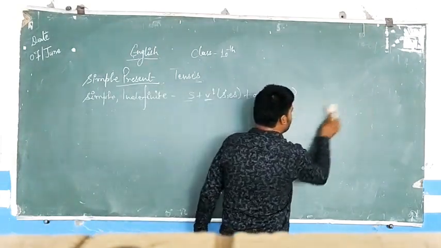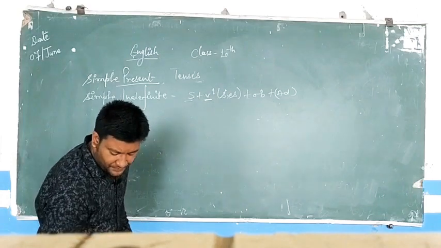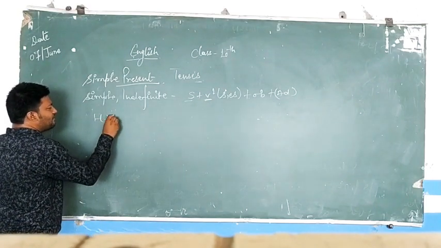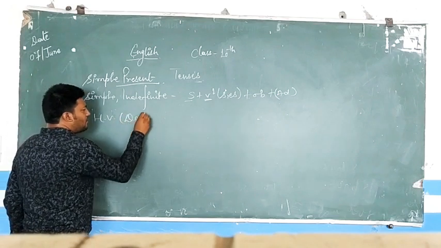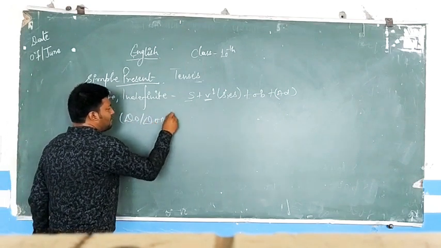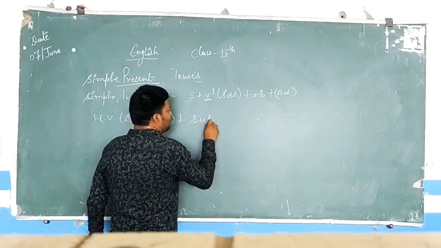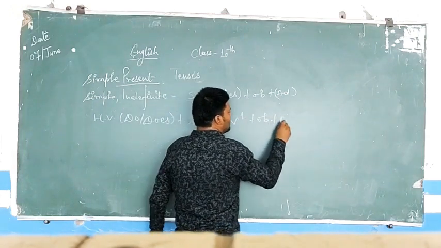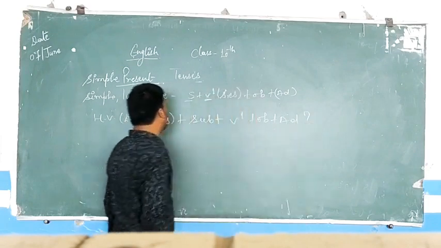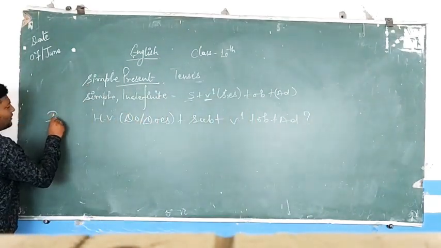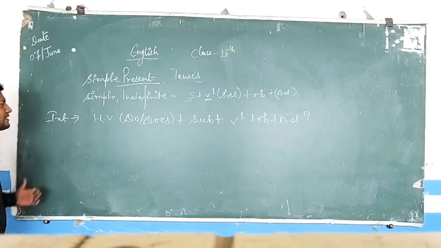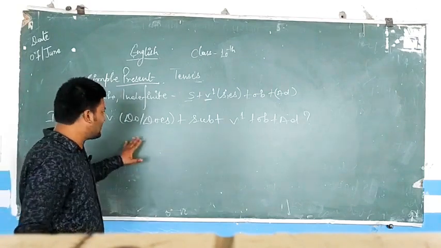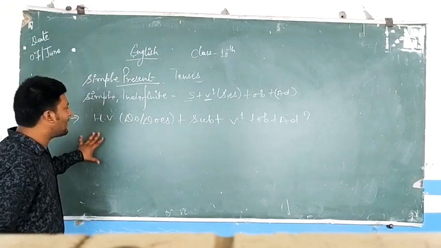in my next class. Then comes interrogative sentences for which the formula is helping verb, that is again do or does plus subject plus verb first form plus object plus adverb with a question mark. This is the formula of interrogative sentences. What are interrogative sentences? Interrogative sentences are the sentences which are used to ask questions.